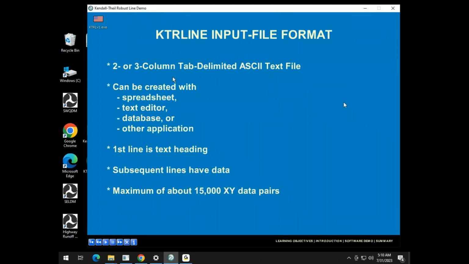The Kendall-Theil Robust Line software requires a 2 or 3 column tab-delimited ASCII text file for the input file format. The user may create this file with a spreadsheet, text editor, database, or other software application. The first line in the file should be a tab-delimited text heading for each column that will be printed on the graphs and in the output file of the Kendall-Theil Robust Line software. Subsequent lines in the input file should have the XY data pairs to be analyzed. A third column, if provided, should include space-delimited metadata for each data pair. One may have a maximum of about 15,000 data pairs in the input file.